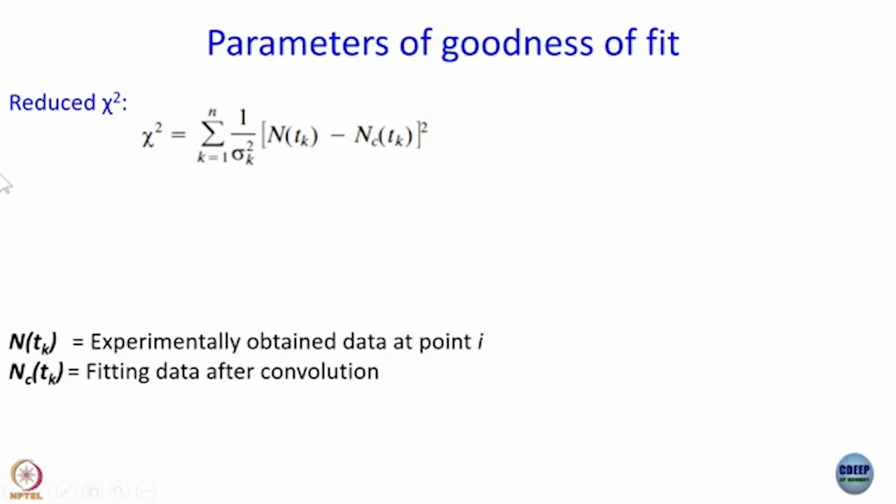What is the denominator? Sigma k square. What should the ratio be? Forget the summation for the moment. Just this fraction: n at Tk minus Nc at Tk whole square divided by sigma k square. What should it be for a good fit? I have not said what the denominator is. The denominator is the square root of n at Tk.